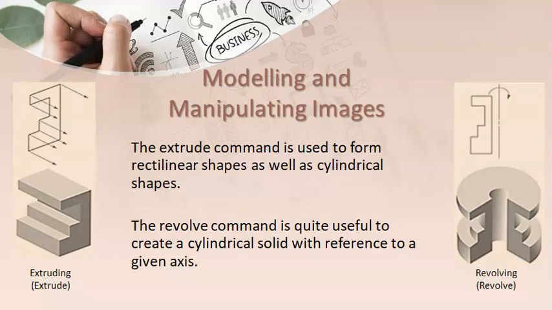As can be shown on the page, we have the extrude command that is on the left, that is used to form rectilinear shapes as well as cylindrical shapes. As you can see, the 2D drawing image is extruded to produce a 3D image. On the right is the revolve command in application. It is quite useful to create a cylindrical solid with reference to a given axis. You can see the axis and you can see the 2D image being rotated or revolving around that axis to create the 3D image shown.